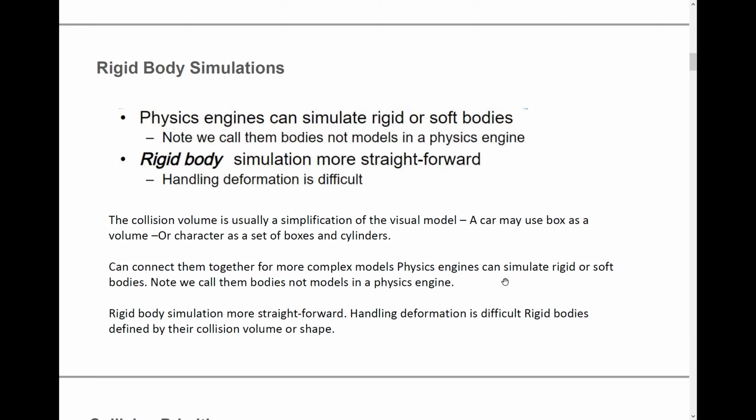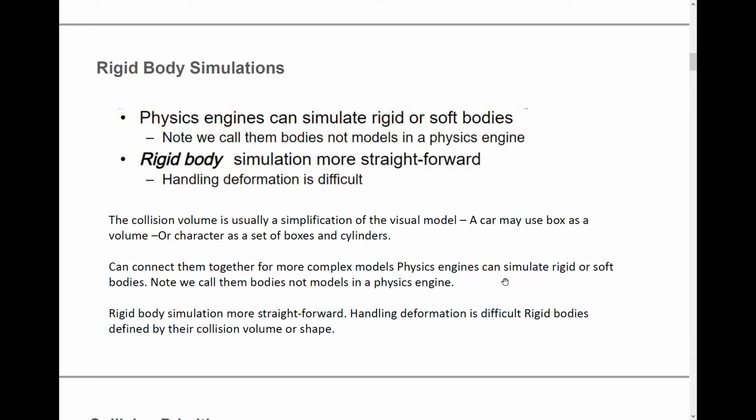Rigid body simulation is quite straightforward, because usually handling deformation is difficult when it comes to soft body simulation. The collision volume, which we will look at in the next slides, is usually a simplification of the visual model. For example, a car may use a box as a volume, or a character as a set of boxes and cylinders.